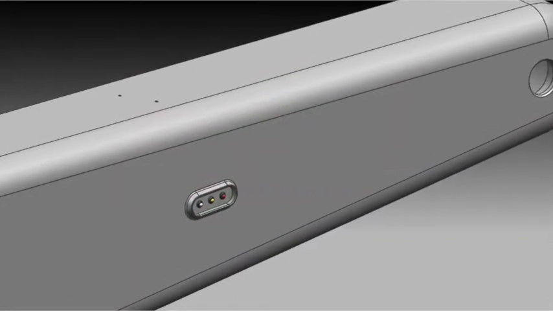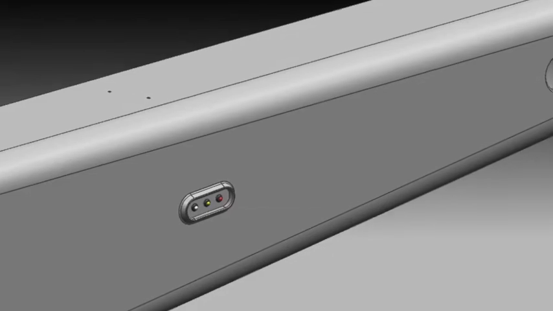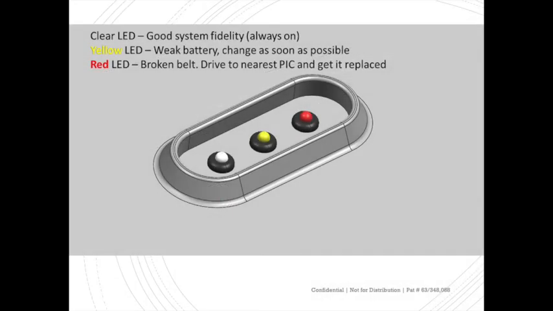This is the belt guard with the belt presence sensor shown. Here a close-up view of the belt presence sensor. When the clear LED is illuminated, the system is working as intended. When the yellow LED is illuminated, the system's battery is weak and needs to be changed as soon as possible. When the red LED is illuminated, a belt is broken and must be replaced as soon as possible.